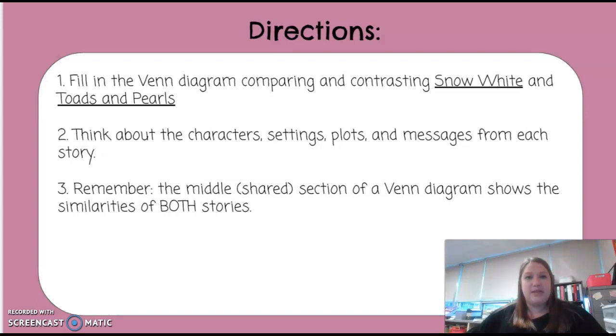For today's response to reading, you will need to sign on to Schoology and find the assignment you see here. Today we're going to be looking at a Venn diagram comparing two of the fairy tales that we've read. The two fairy tales that you will be looking over are Snow White and Toads and Pearls.